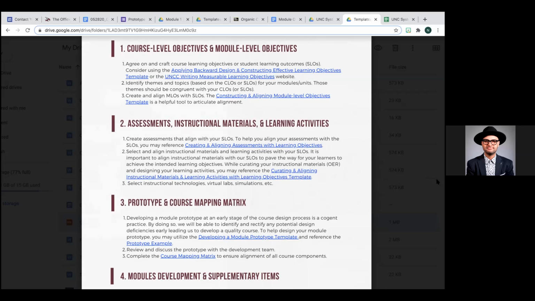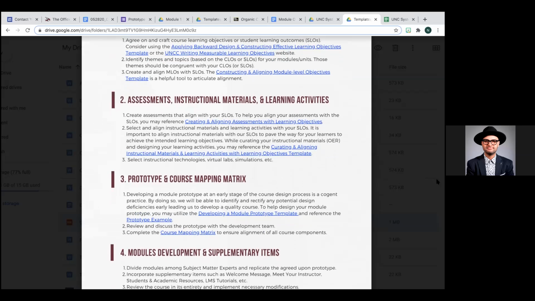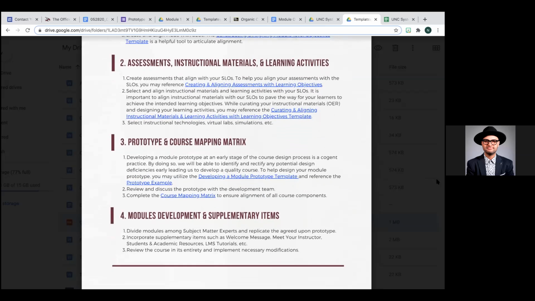In the second and third phases, our subject matter experts collaboratively developed a prototype. They created assessments, selected the instructional materials, developed the learning activities, and chose the instructional technologies as well as the lab component. Then the team discussed the prototype and agreed on its structure as well as its pedagogical sequencing. After that, the course mapping matrix was utilized to make sure that all the course components were well aligned.